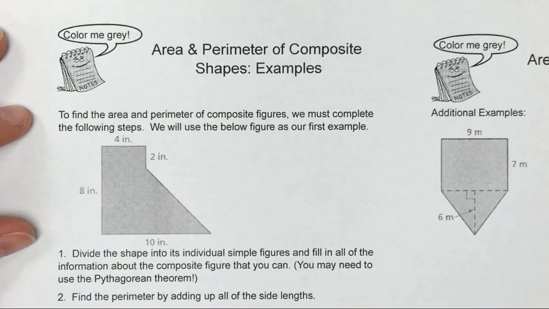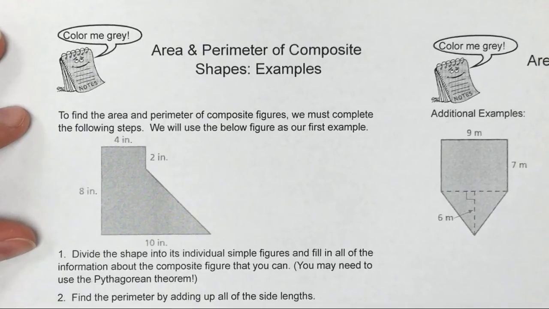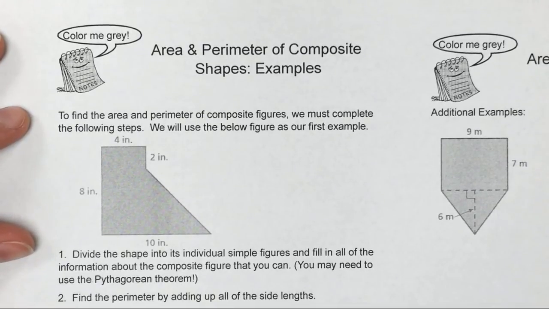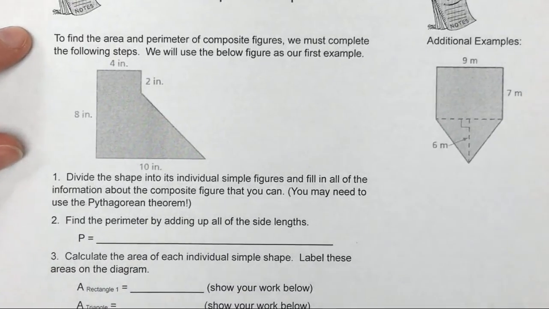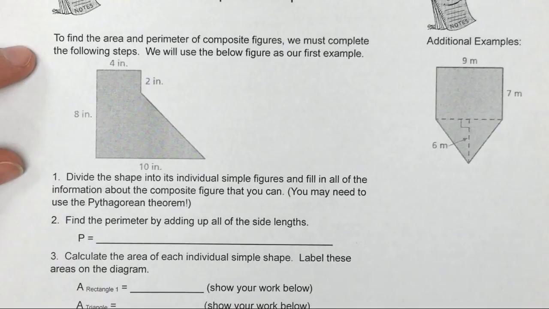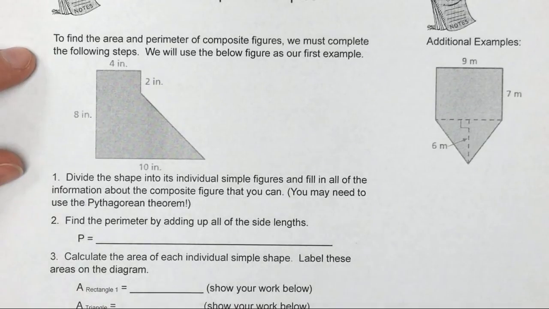In today's video, we're going to discuss how to find the area and perimeter of composite shapes, and we're going to learn that through doing several examples. To find the area and perimeter of composite figures, we must complete the following steps. We will use the figure below as our first example.